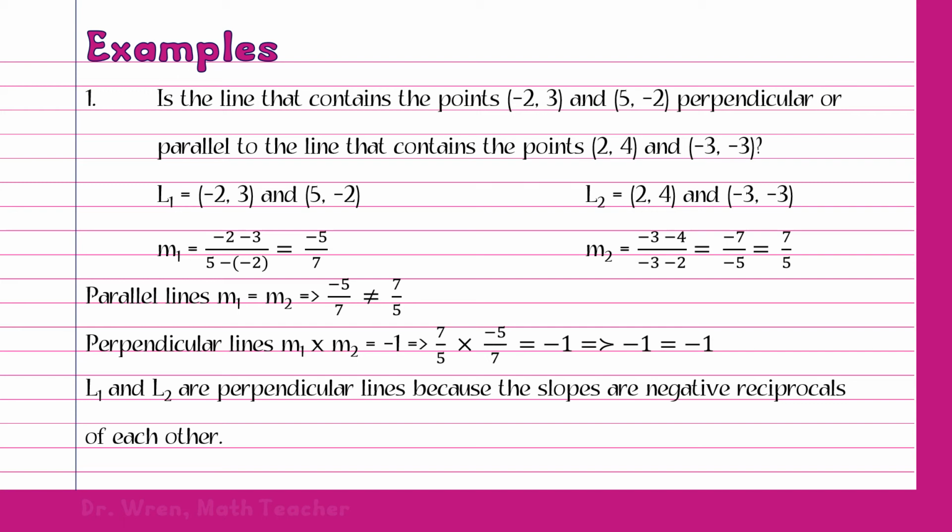Parallel lines have equal slopes. The slopes are not equal, so line 1 and line 2 are not parallel. Perpendicular lines have slopes that are negative reciprocals of each other. When we multiply -5/7 by 7/5, we get -1, which indicates that line 1 and line 2 are perpendicular lines.